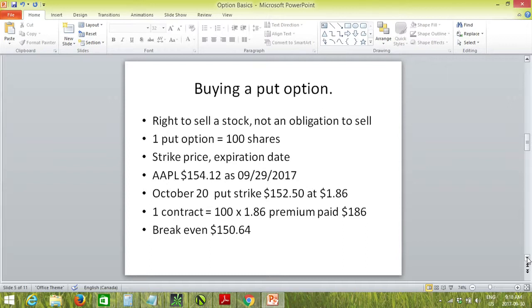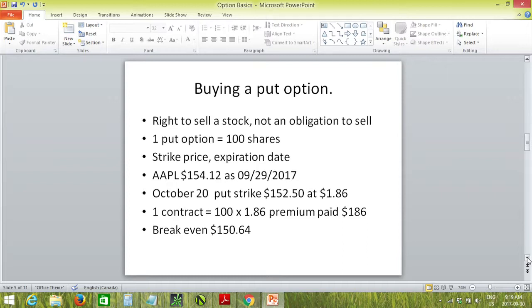So again, in this case, Apple at $154.12. You buy the October 20th put with a strike price of $150.50. You pay $1.86, so again, $186 for the premium paid. So your break-even point is $150.64. So again, it has to go below that 150.64 in order for you to start making money on that option. Puts just work the opposite way.